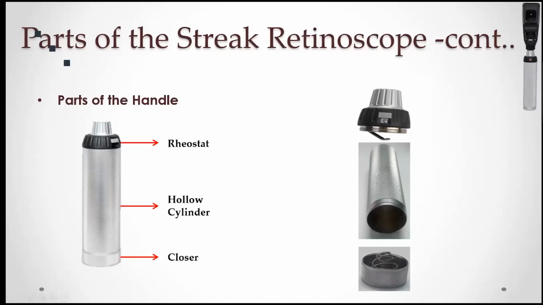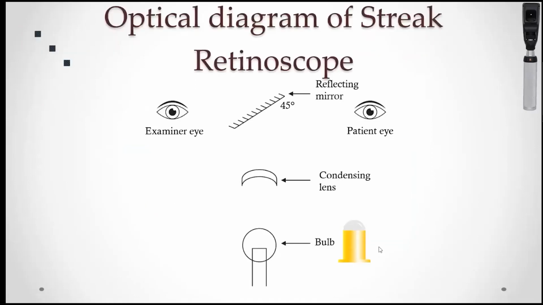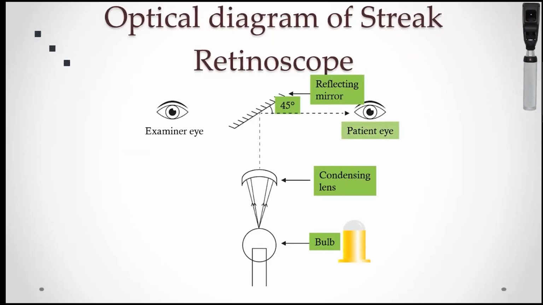Let us move on to the optical schematic diagram of the streak retinoscope. Here the flat filament bulb gives the light, and the light rays pass through the condensing lens, which gives you a collimated parallel beam of light. Then the light gets reflected by the 45 degree mirror to the patient's eye. The light reflected from the patient can be seen by the examiner. So this is the optical path of the streak retinoscope.